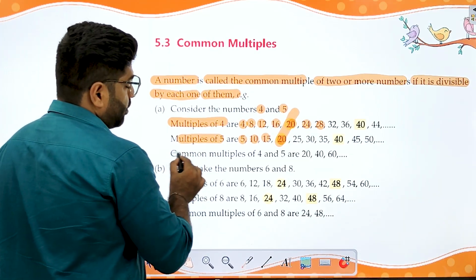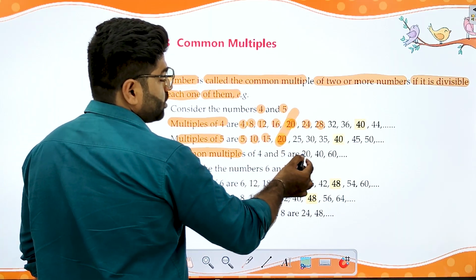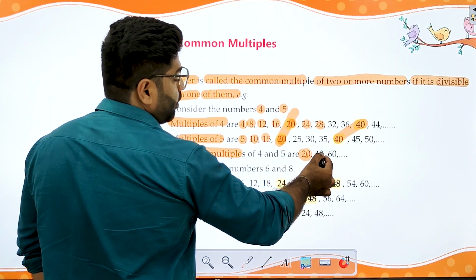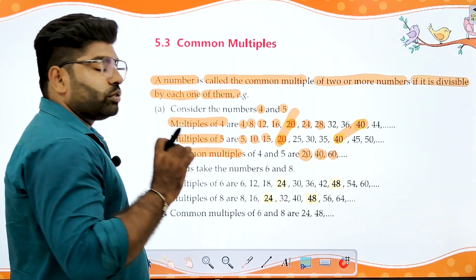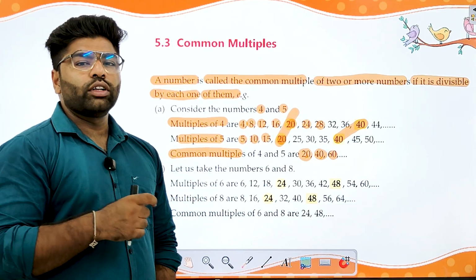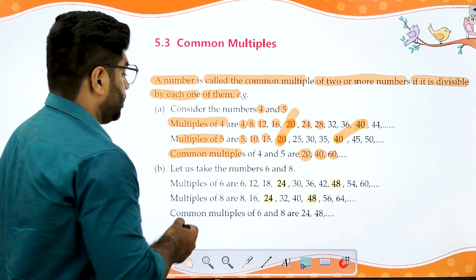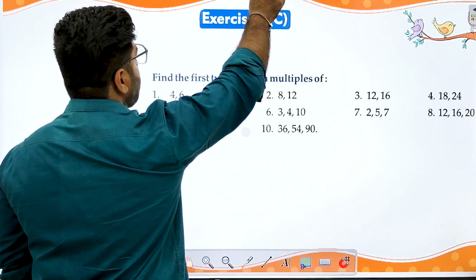Here we are having only common multiples, so first is 20, then we are having 40, and then 60, and so on. Clear? So by this method we have to find out the common multiples of the numbers. Now move to our next part.